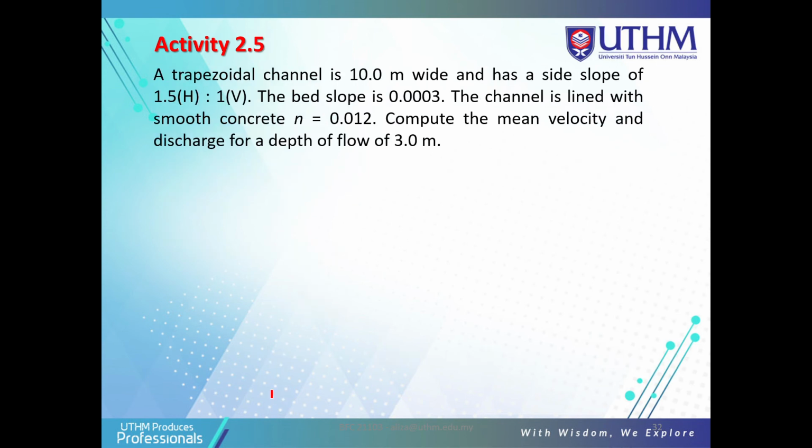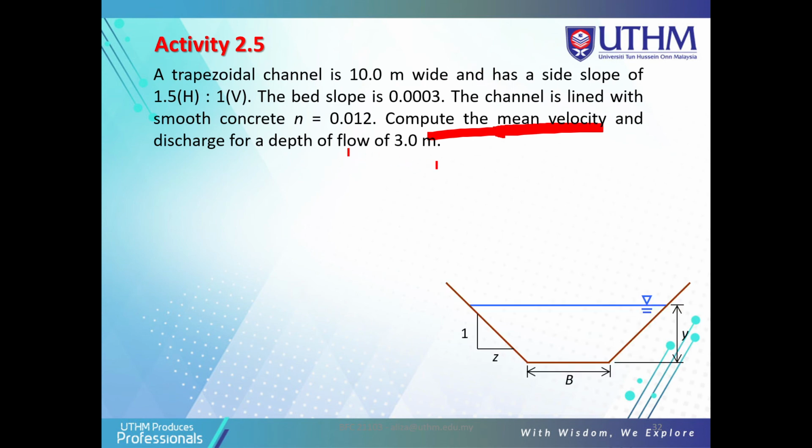So we look at activity 2.5. The trapezoidal channel is 10 meter wide and has a side slope of 1.5 horizontal to 1 vertical. The bed slope is 0.0003. The channel is lined with smooth concrete. Determine the mean velocity and the depth of flow. So using the trapezoidal channel.